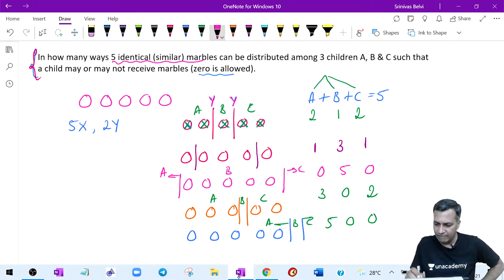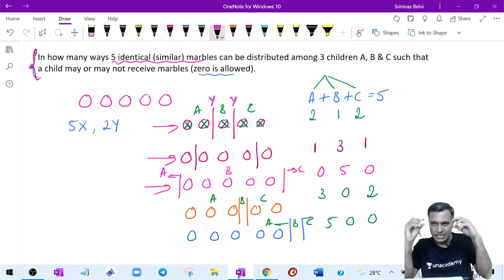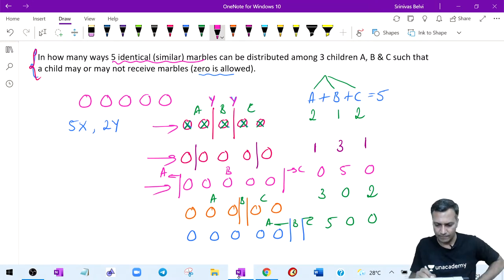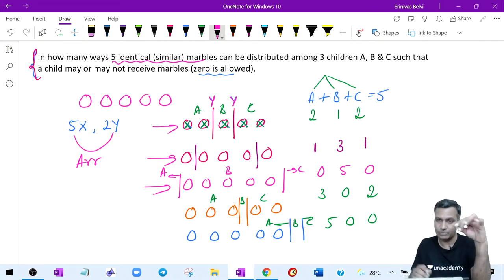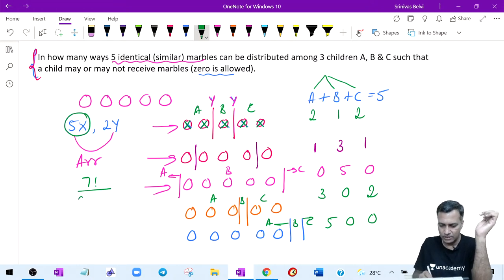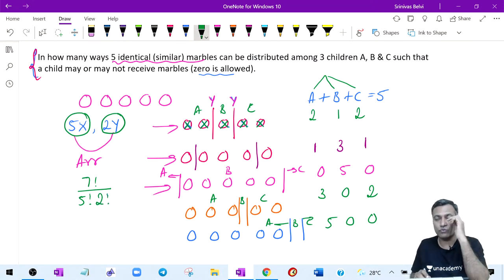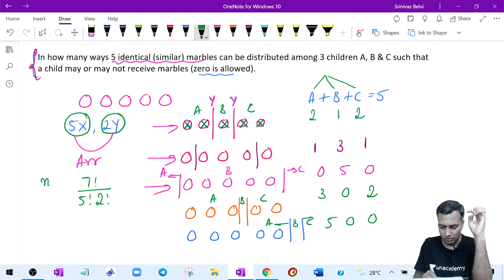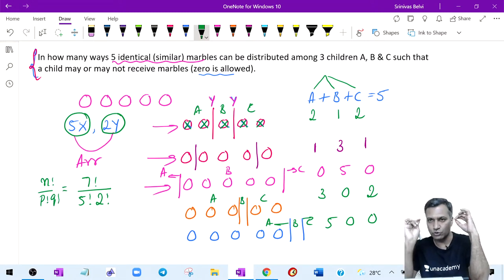Now every arrangement, this is an arrangement of the objects. This is another arrangement of the same objects. You are just taking the circles and the lines and rearranging them. So how many arrangements are possible? Number of arrangements is nothing but permutation. Number of arrangements of these objects is 7 factorial. Since these 5 are similar, you divide by 5 factorial. Since these 2 are similar, you divide by 2 factorial. This is where the concept of N factorial by P factorial, Q factorial is falling into the picture, right?